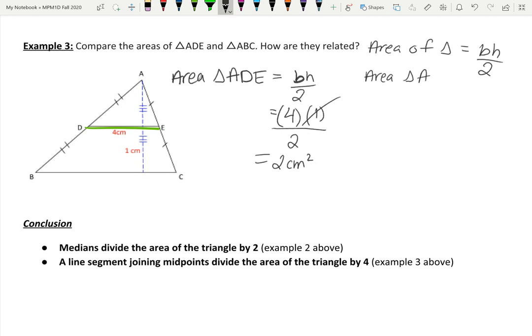So the area of ABC, again, is base times height over 2. The base is here, and the height would be this entire blue line.